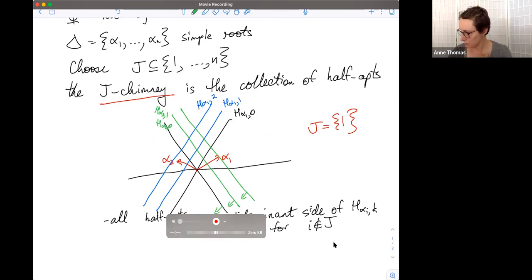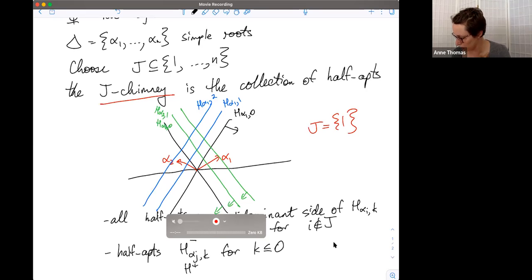Okay, and then half apartments, H alpha J. So this is going to be the negative side of that one, K for K less than or equal to 0, positive side H star K for K. Okay, so this is the formalization you asked.